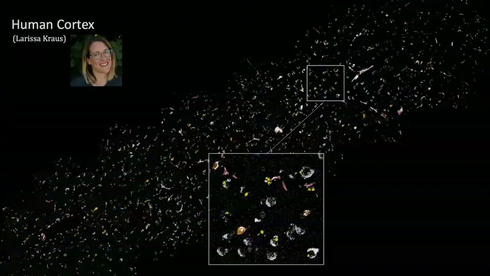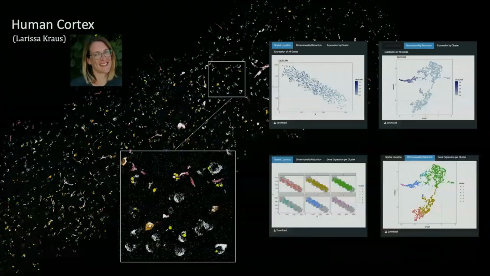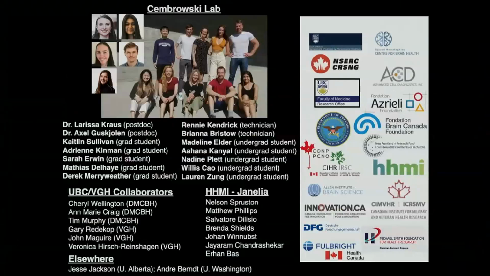Dr. Larissa Krauss has been using this for our human tissue experiments. So this is the human cortex using fresh tissue. And again, we can just run it through the app and quickly, without any coding, get all of your dimensionality reduction, clustering, and spatial information. And so hopefully we'll be moving on to sort of more beta testing soon, and this will all be available on GitHub as well as the Open Science Framework.